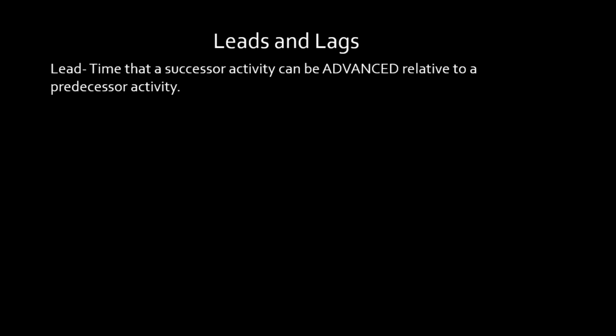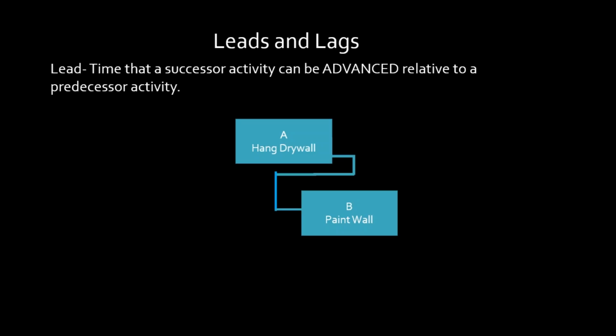Leads and lags. A lead is a time that a successor activity can be advanced relative to its predecessor activity, like this, okay? So in other words, I've actually moved up in the schedule. In this example here, I've moved B up in the schedule 3 days. It's still a finish to start, but I moved it up 3 days. It's finish to start -3, so I can actually start this thing 3 days early.